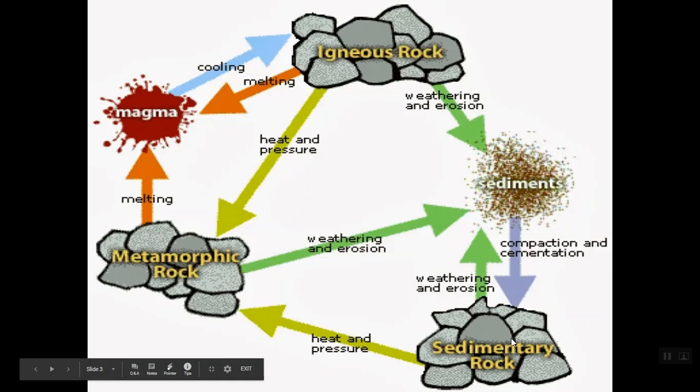It happens over billions of years to create the different types of rocks that we see today. They all have different properties, they all have different uses, and they're all very important in how the world looks. So it is really good to know about rocks.